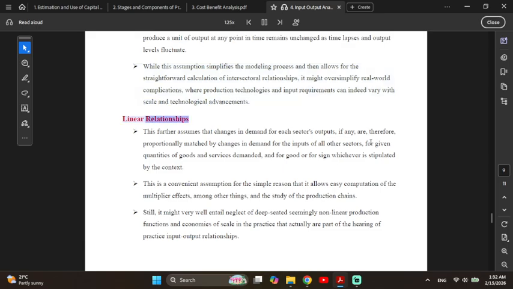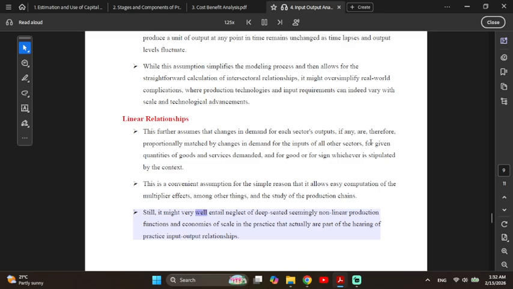Linear relationships. This further assumes that changes in demand for each sector's outputs, if any, are therefore proportionally matched by changes in demand for the inputs of all other sectors, for given quantities of goods and services demanded, and for good or bad sign, whichever is stipulated by the context. This is a convenient assumption for the simple reason that it allows easy computation of the multiplier effects, among other things, and the study of the production chains.